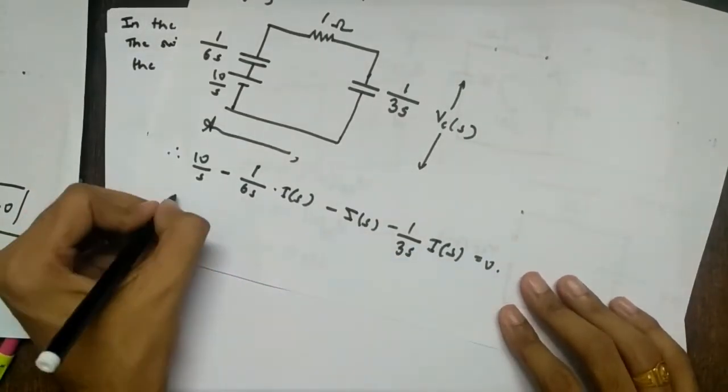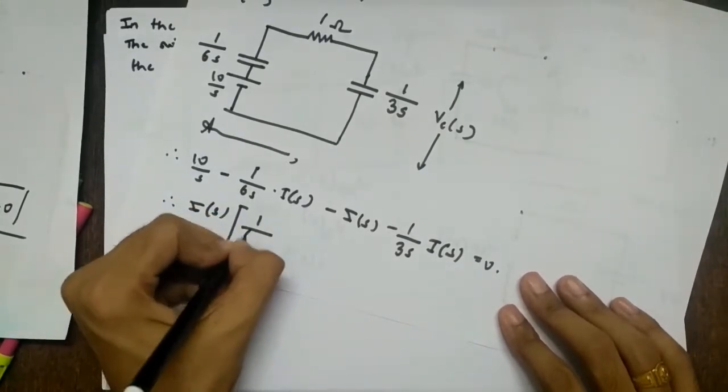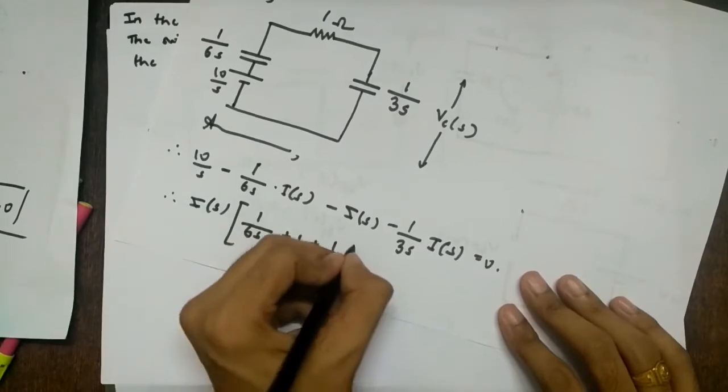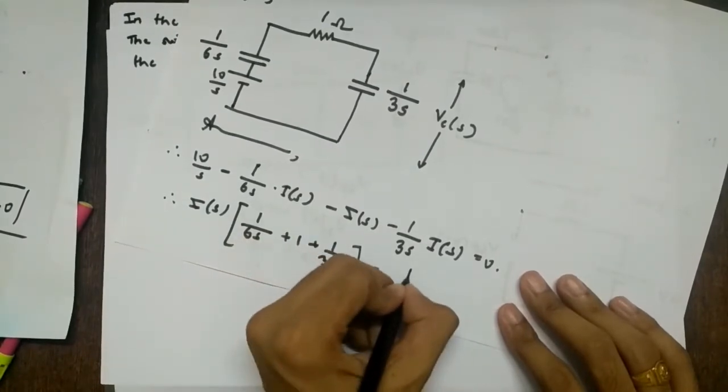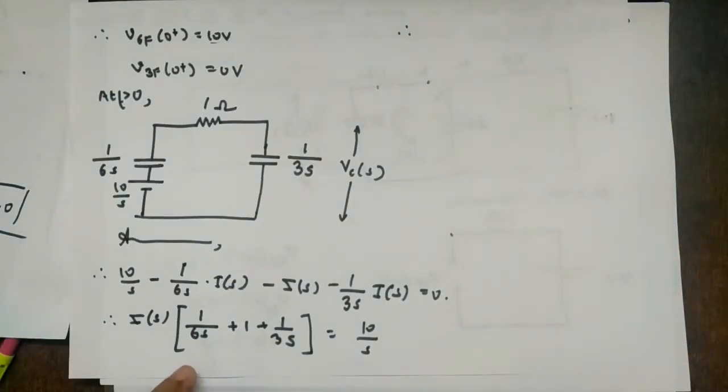So take all the I of S terms to one side. I of S I am also taking common. So 1 by 6s plus 1 plus 1 by 3s equals 10 by s. So therefore, what will this be? 6s.